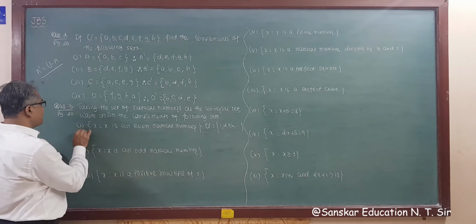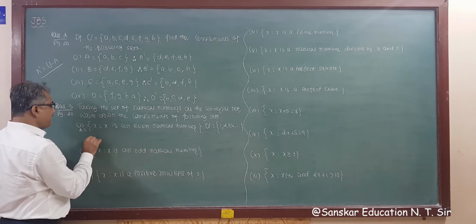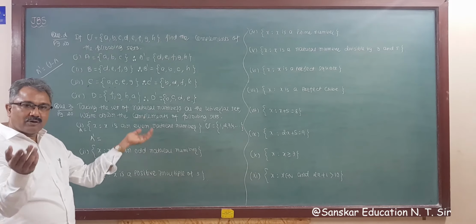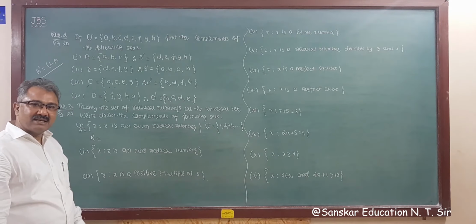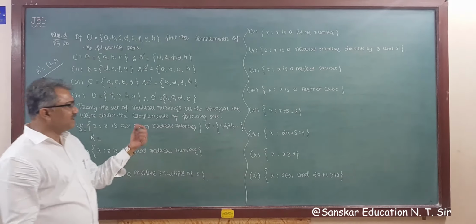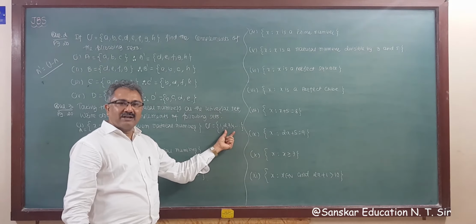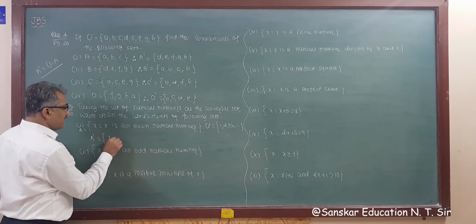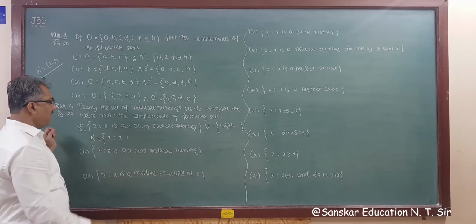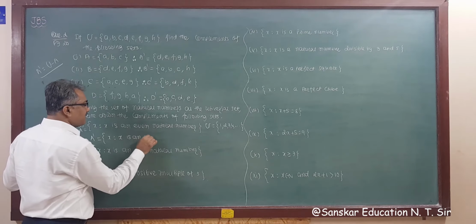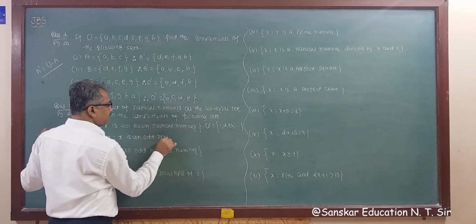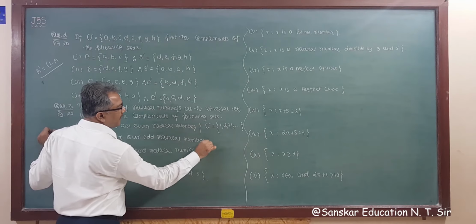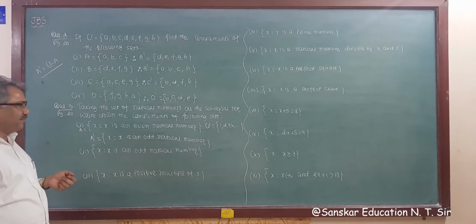Now suppose we assume that this is a set A. So A dash will be the complement of this set. X is an even natural number, means the complement of that set, even natural numbers, is odd natural numbers, right? If you want to write in numbers, then you write 1, 3, 5, 7, just like that. But I am writing in this way: x, where x is an odd natural number. So this is the complement.